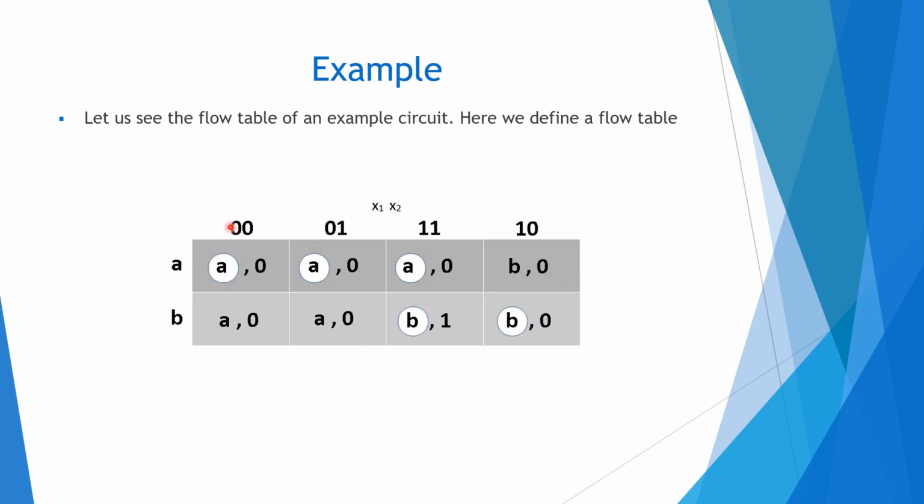So that is over. Now let us see the flow table of an example circuit. Here we define a flow table. So from here we have to generate a circuit.